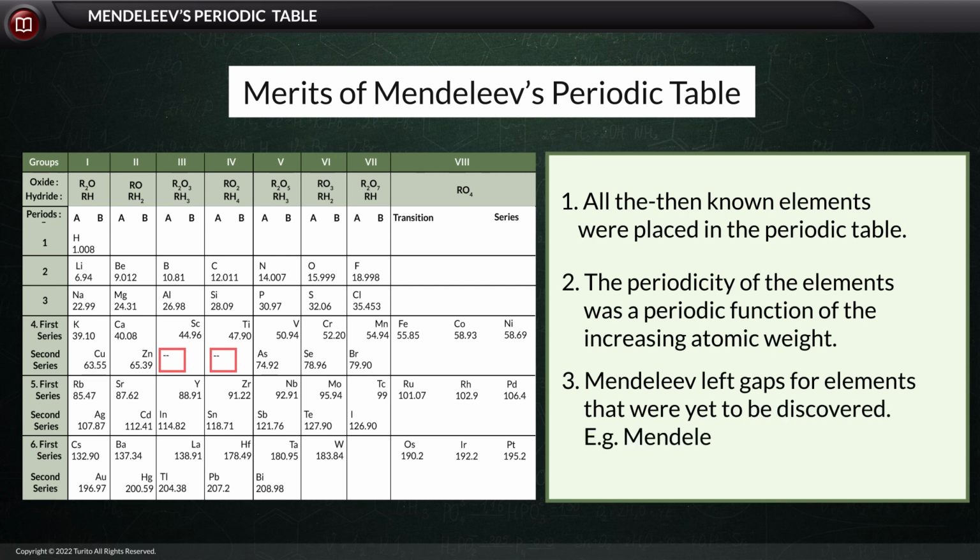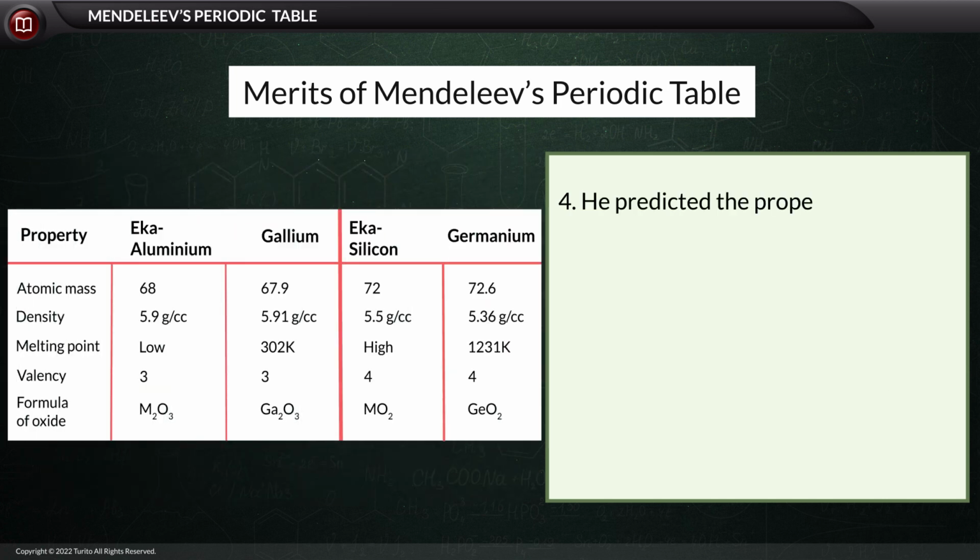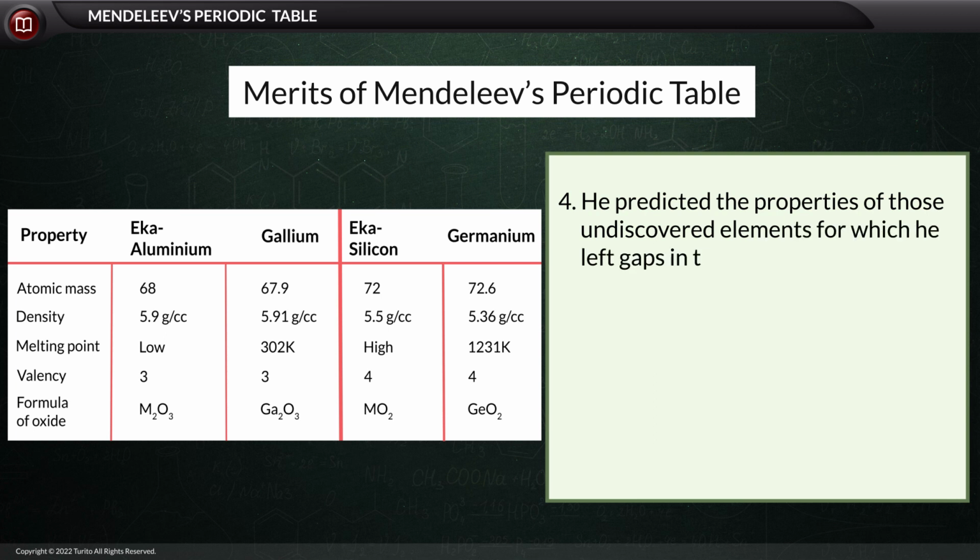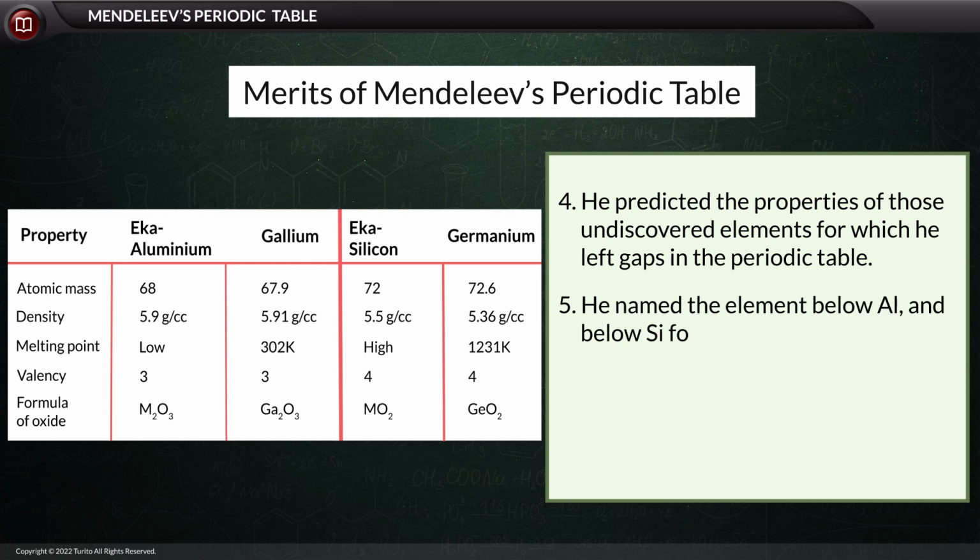For example, Mendeleev left a gap below aluminium and below silicon. 4. He predicted the properties of those undiscovered elements, for which he left gaps in the periodic table. He named the element below Al and below Si, for which he left the gap, eka-aluminium and eka-silicon respectively.